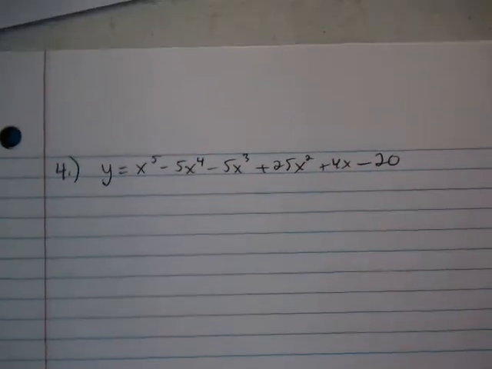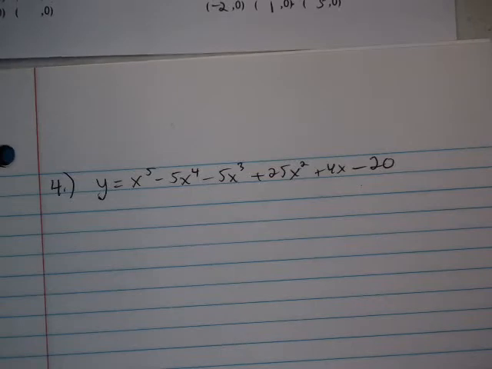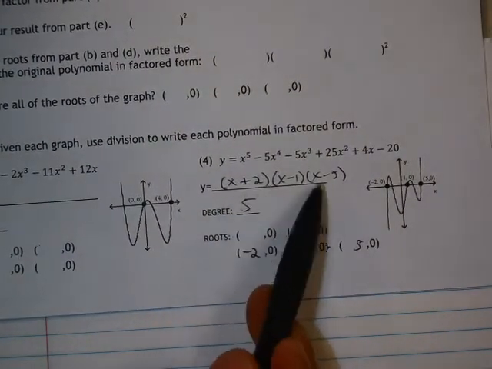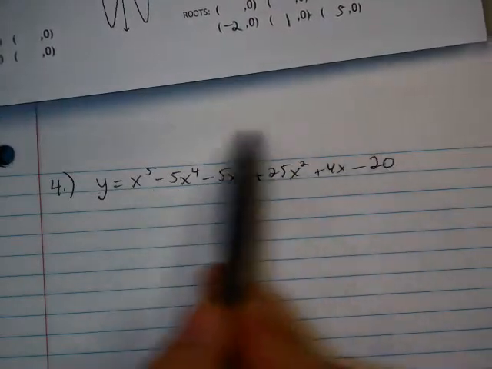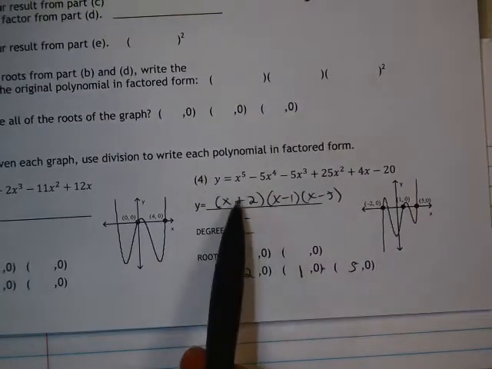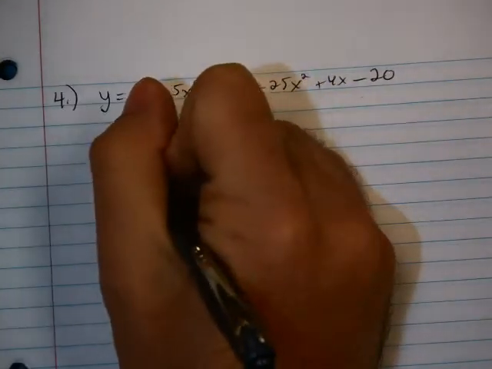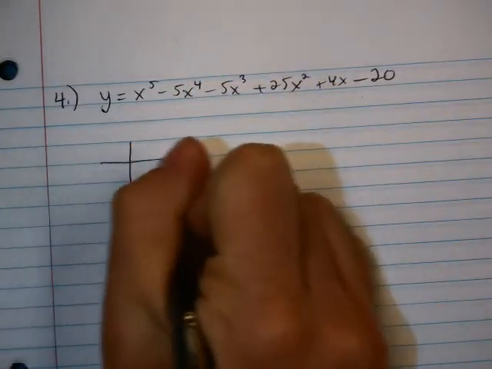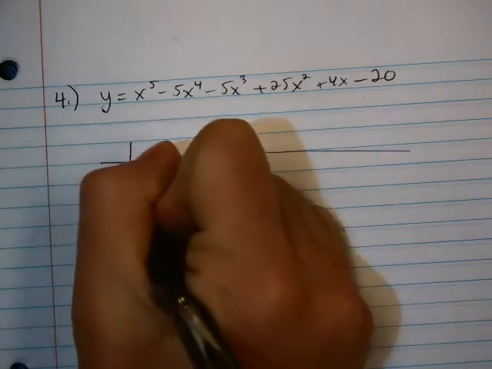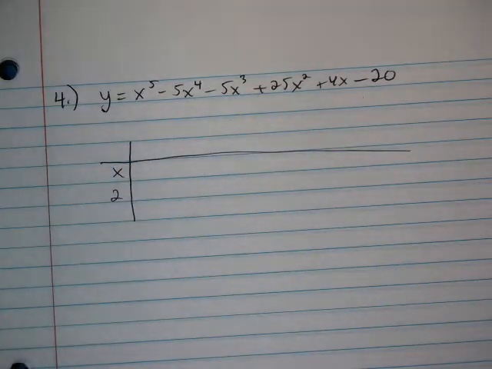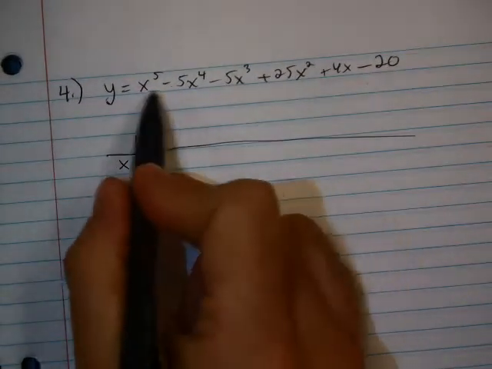Now I've written the equation down here on this paper, because I'm going to need more room to do all this division. The first thing I'm going to do is choose any one of these 3 to divide into this. I'm just going to go with the first one, x plus 2. So I'm going to set up the box. There's my x plus 2. I'm dividing into all this.